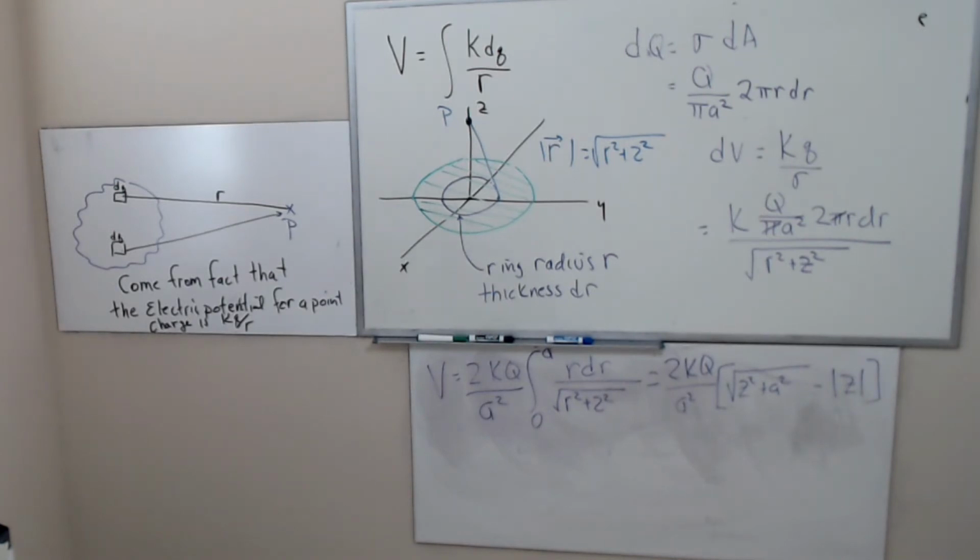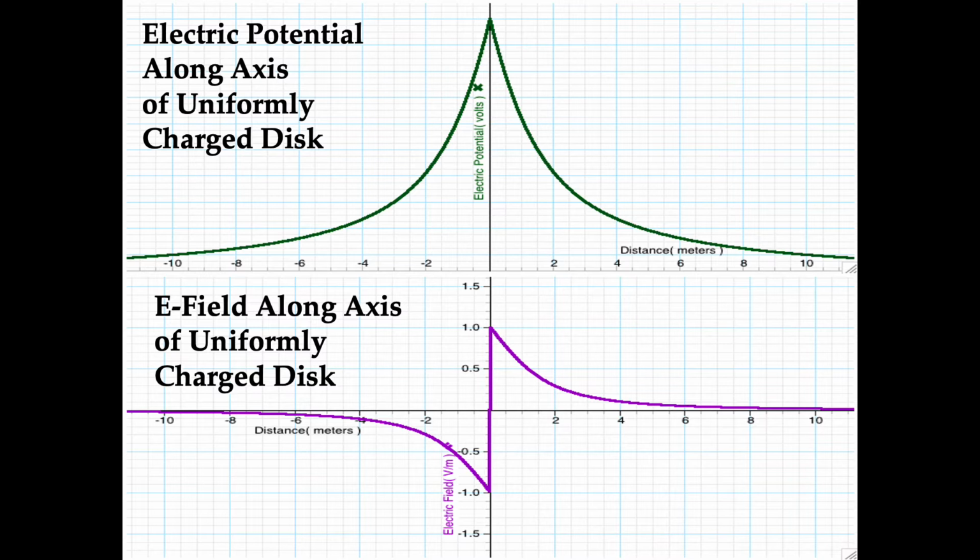Now the electric field, if you notice, has a discontinuity at Z equals 0. The electric potential does not. This is very important: the electric field can always be discontinuous. There's no problem with that. The electric field can be discontinuous across the boundary. The electric potential cannot be discontinuous. It has to be continuous.